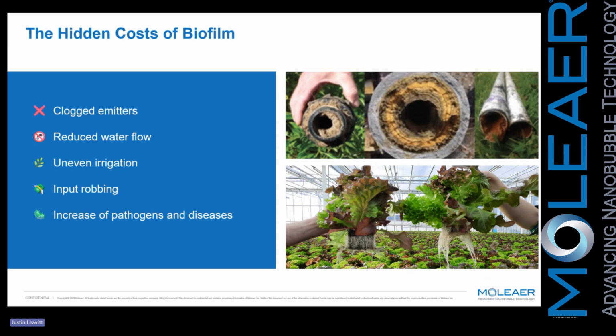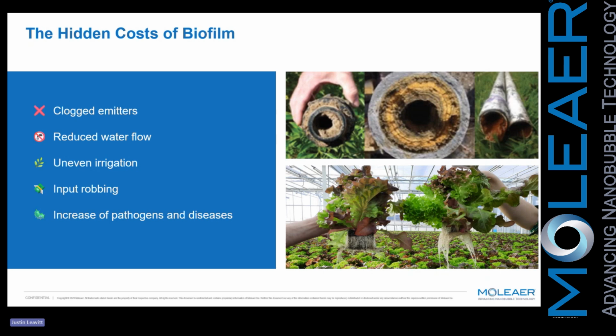And so what I typically see is we start to categorize, do we have a real biofilm problem based on if we have clogged emitters or not. But what I would challenge you, though, is that there's a lot of hidden costs before you even get to clogged emitters, and that biggest cost is really uneven irrigation.